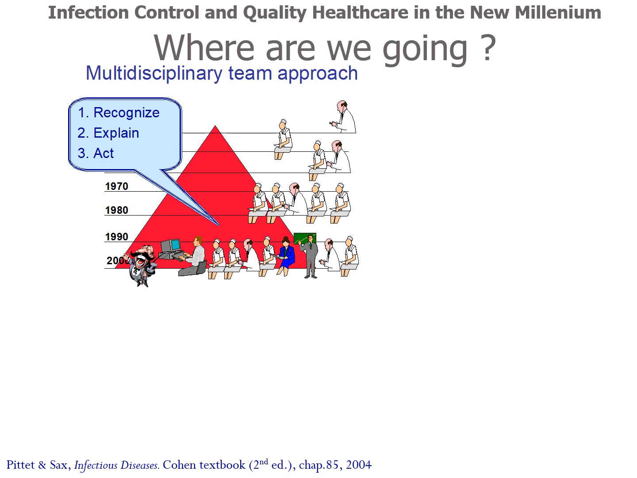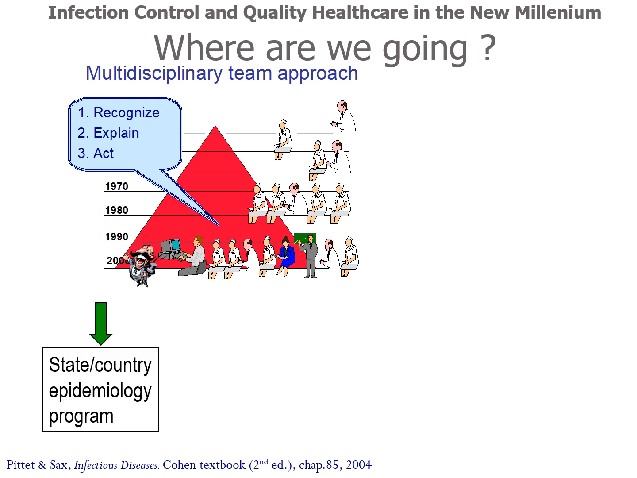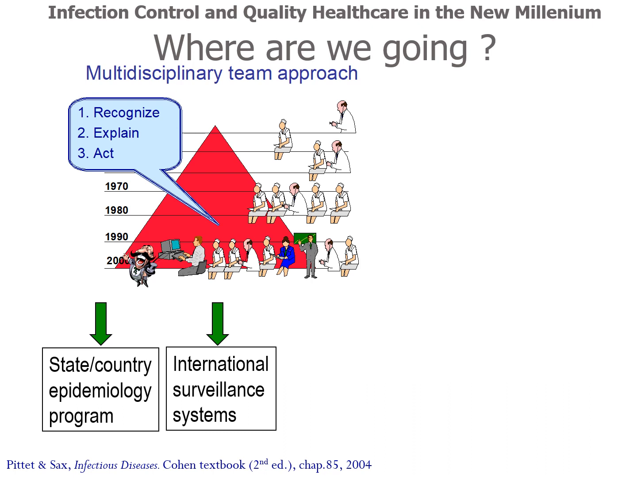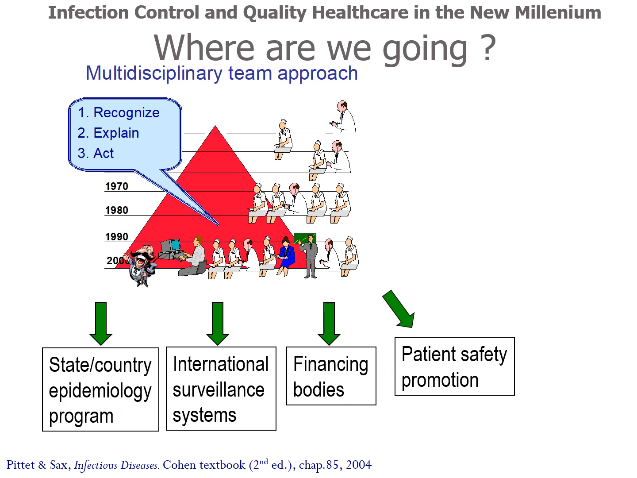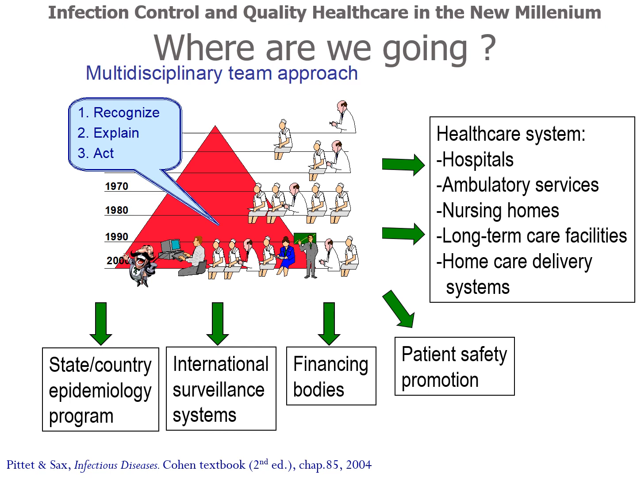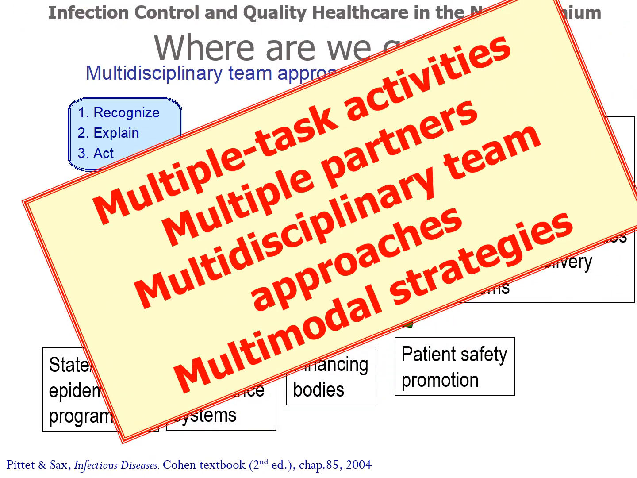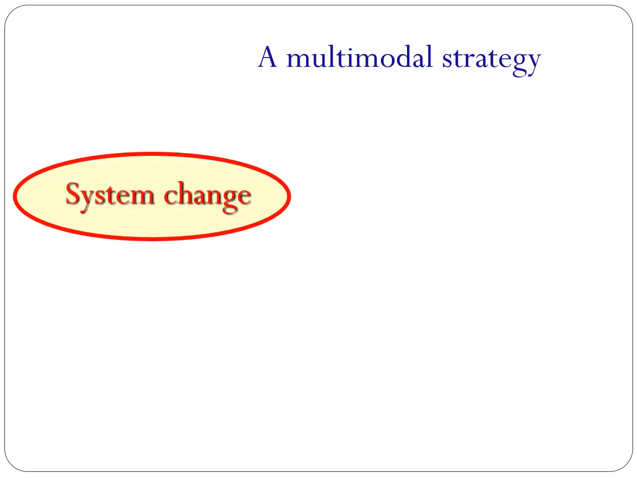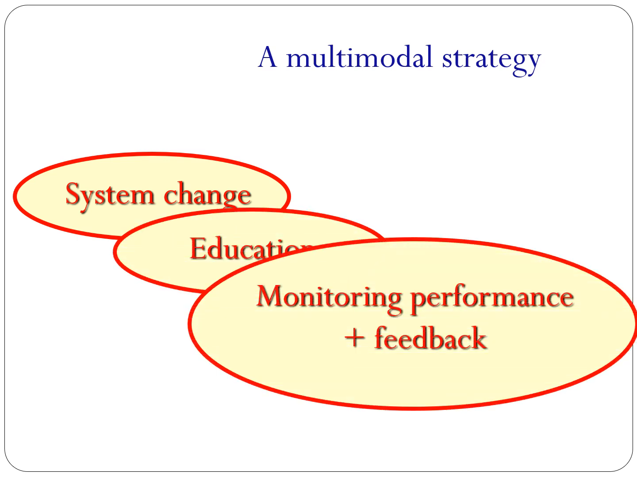There should be a multidisciplinary approach for infection control: recognize, explain, and act accordingly. Have a state or country epidemiology program, an international surveillance system, and financial bodies to support the infection control system. Patient safety promotion should be emphasized, and healthcare systems such as hospitals, ambulance services, and nursing homes should be actively involved in infection control and quality healthcare in the new millennium. Multitask activities, multiple partners, multidisciplinary team approaches, and multiple strategies could help us in our fight against hospital-acquired infections. To conclude: system change, education, monitoring for performance and feedback, and reminders.